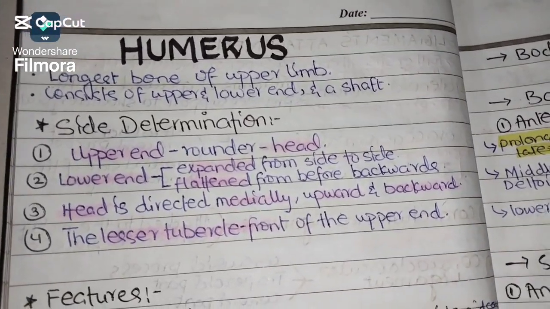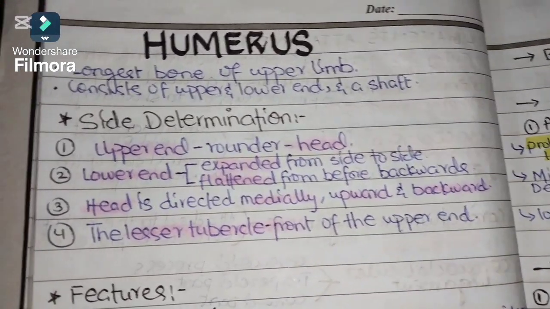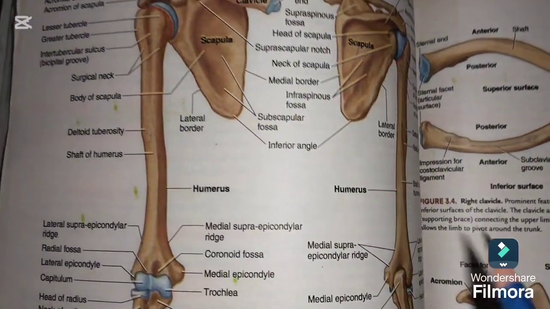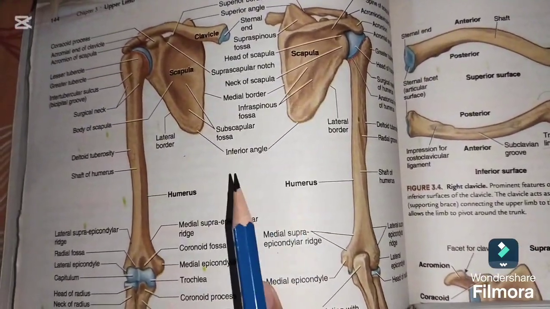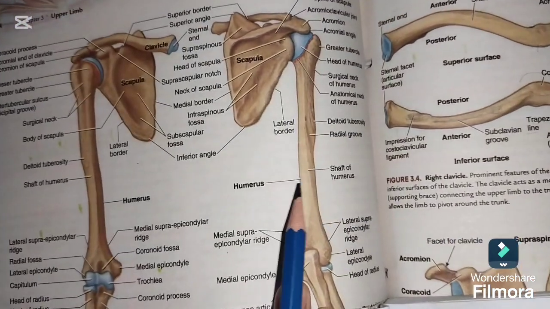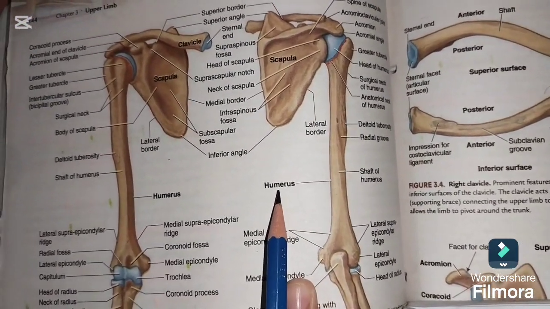Hello guys, let's learn about the humerus bone today. This is the humerus bone. As you can see in the diagram, this is the anterior view of the humerus bone and this is the posterior view.